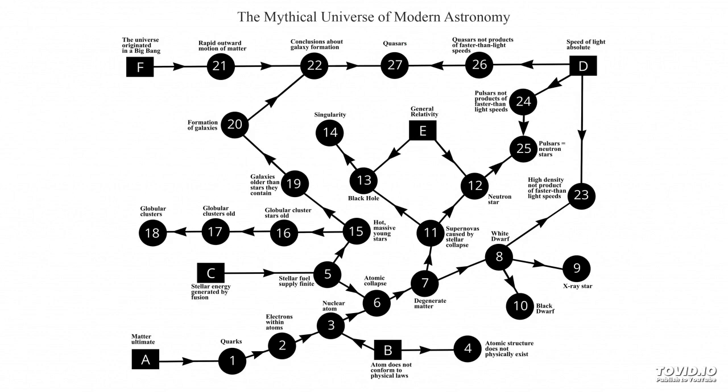Moving back now to the other side of the diagram, we note that one of the results of conclusion number 5, the conclusion as to the exhaustion of the fuel supply, is that the hot, massive stars must be young, because they are using their fuel at such a prodigious rate that the exhaustion must come relatively soon, astronomically speaking.